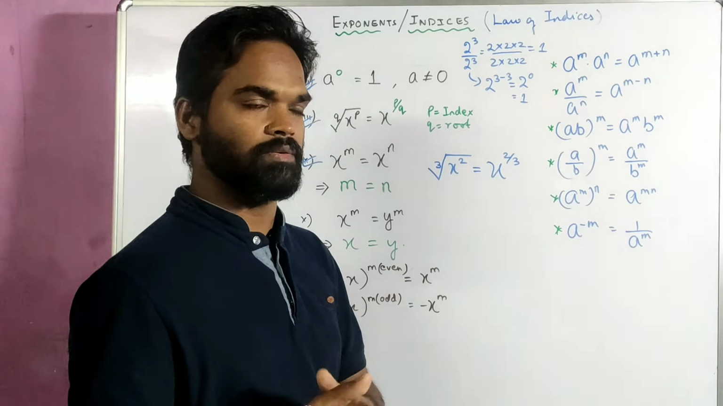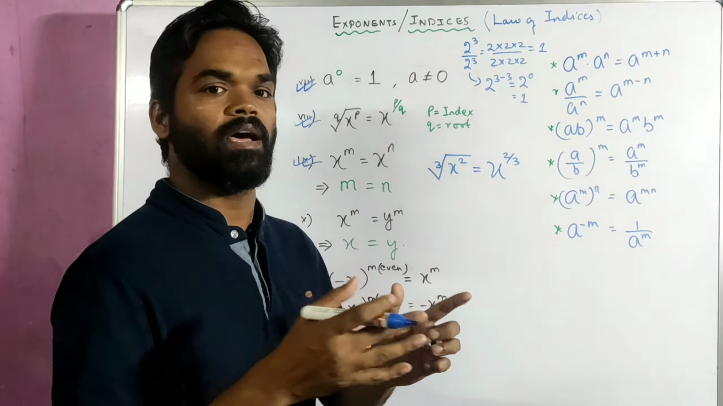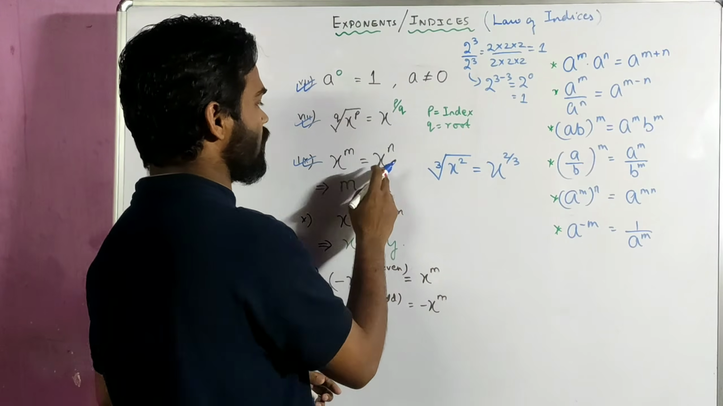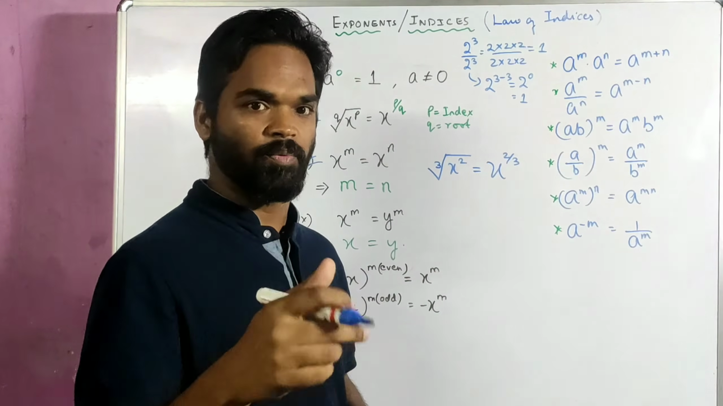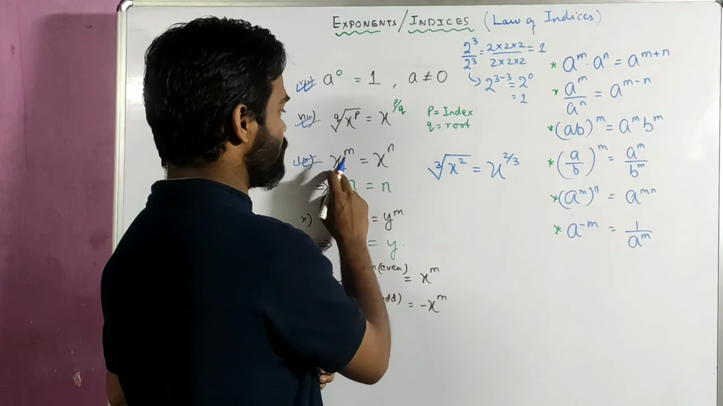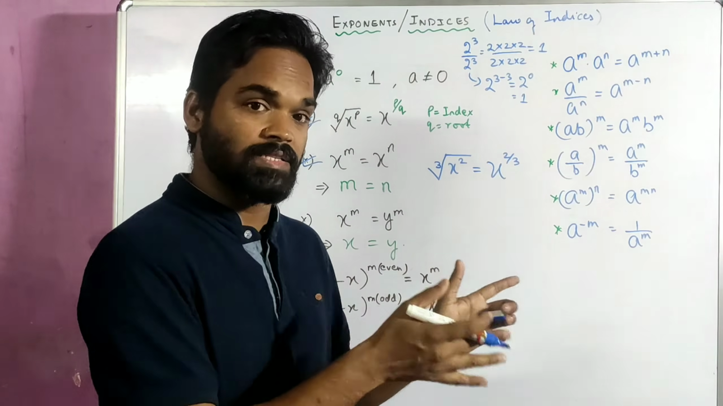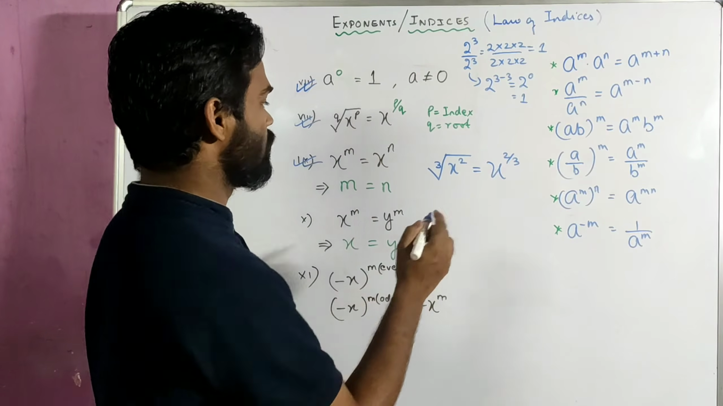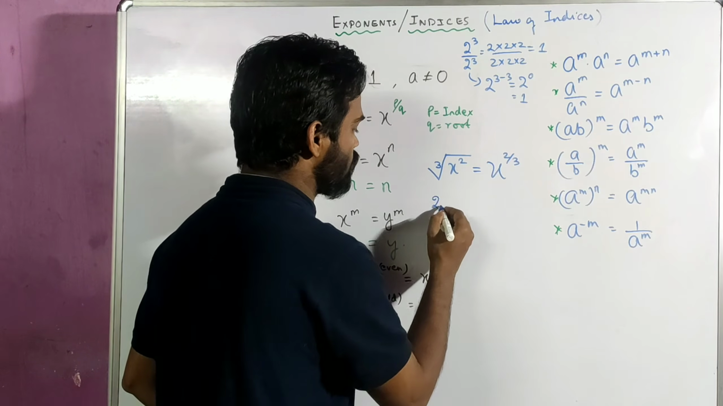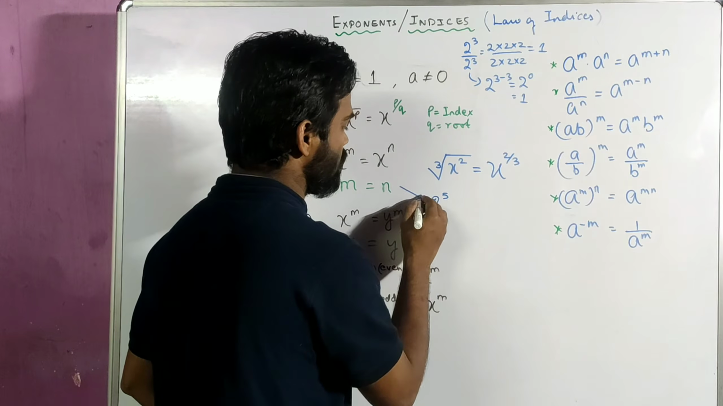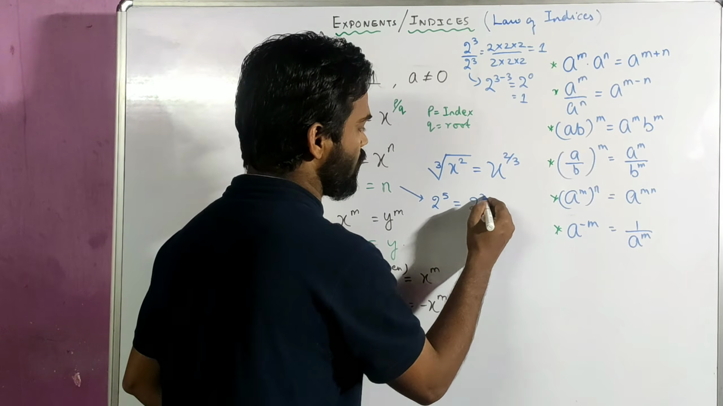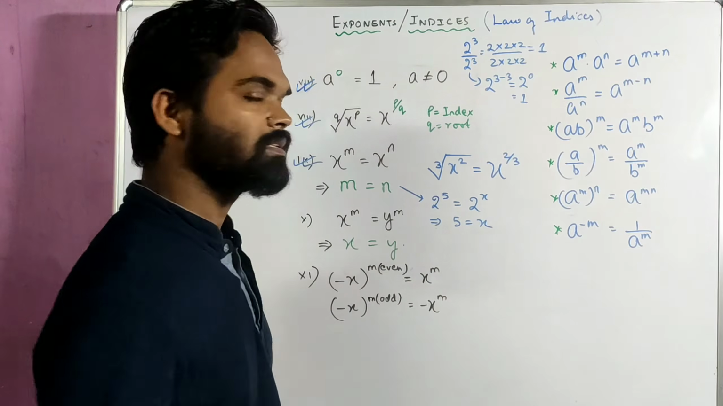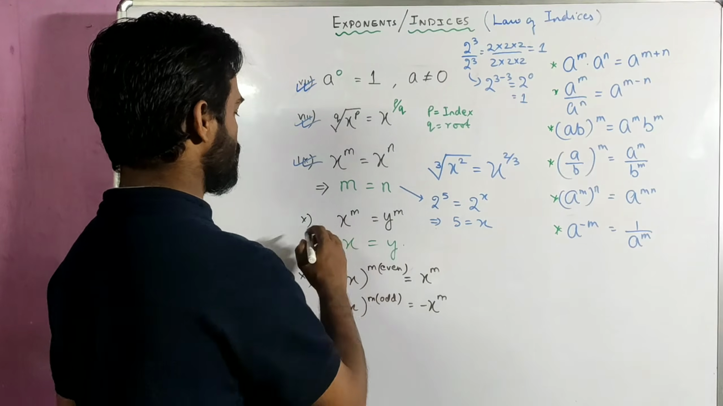Now look at this one. If we get an equation and on the left hand side and on the right hand side we have the same single base, then we can conclude that the powers are also the same. For example, if 2 to the power 5 is equal to 2 to the power x, simply we can say 5 equals x. Done.